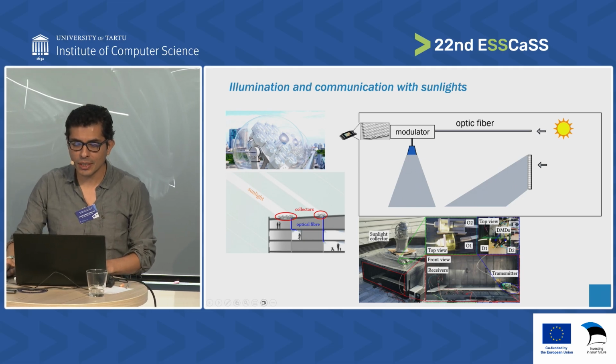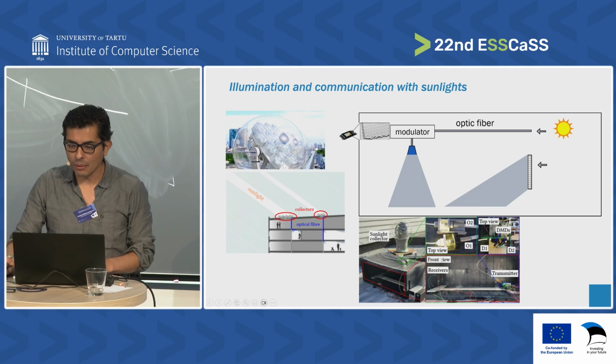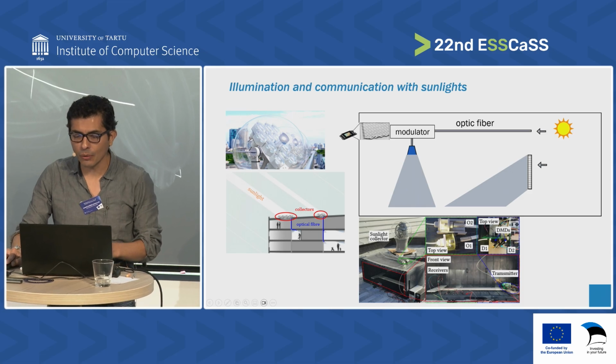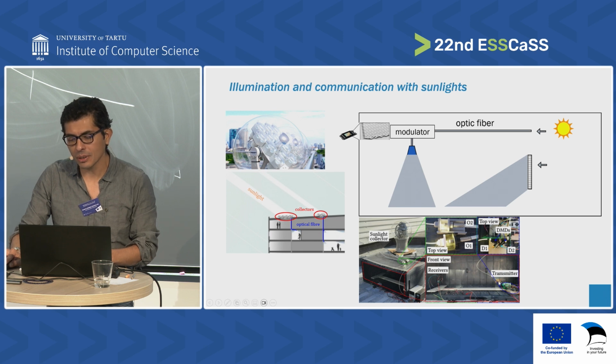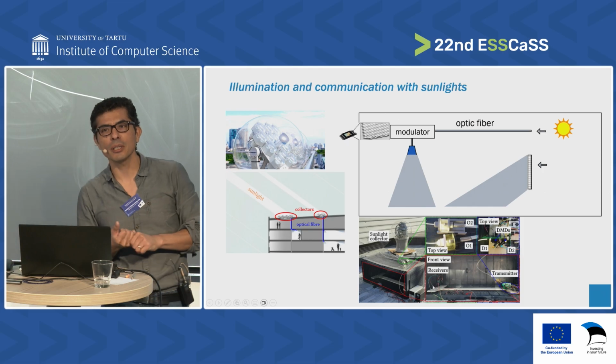So here you see the sunlight collector. At this moment, we are just coupling that sunlight to our optical fiber. We are modulating it, and it is being transmitted. Here you cannot see it, but there's a beam of sunlight. And then here we just have a photodiode where we transmit information.